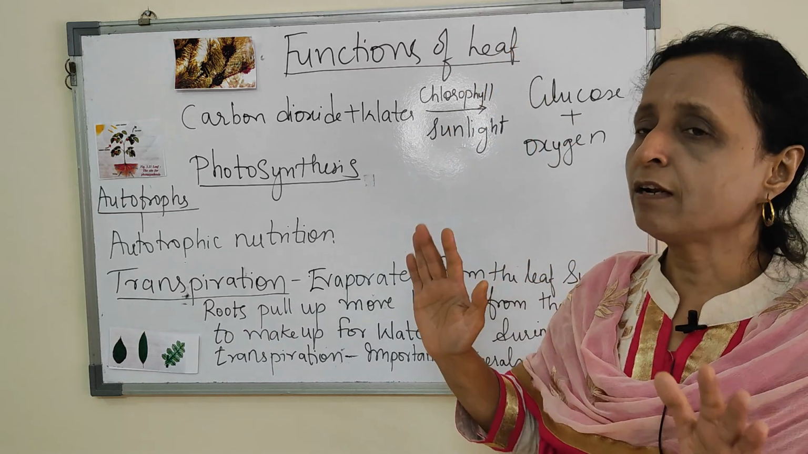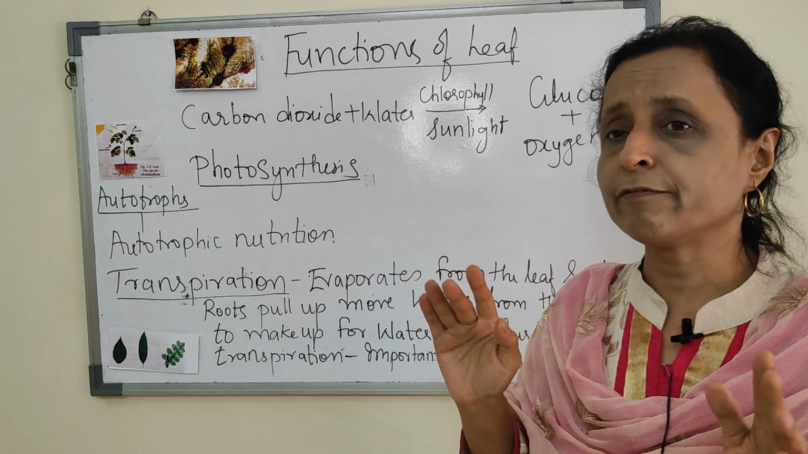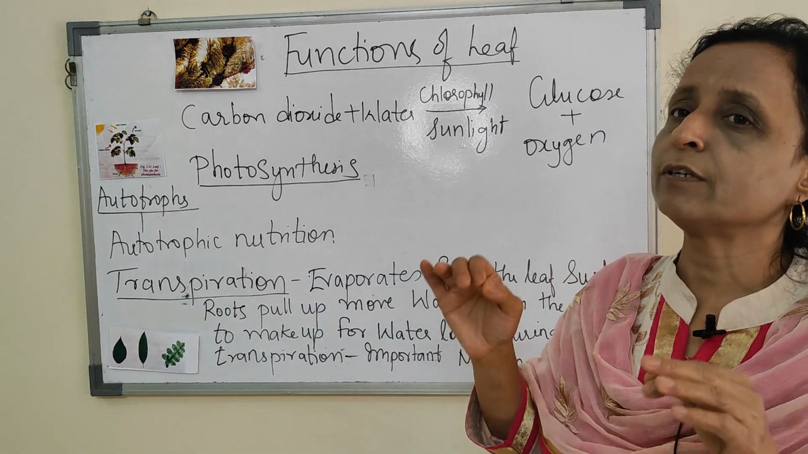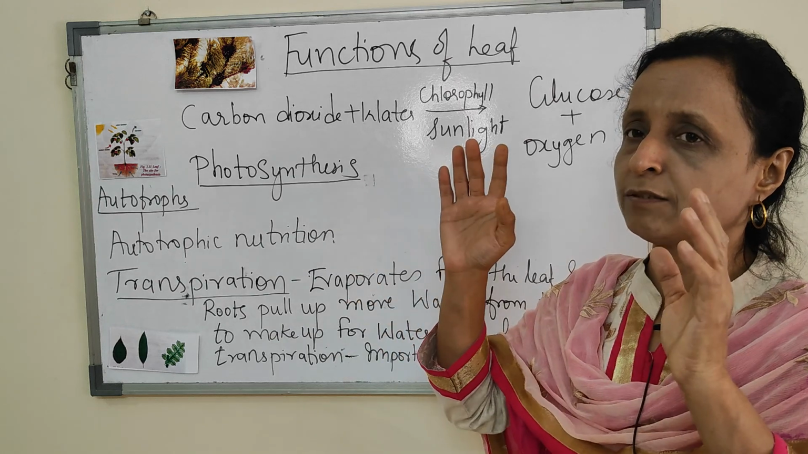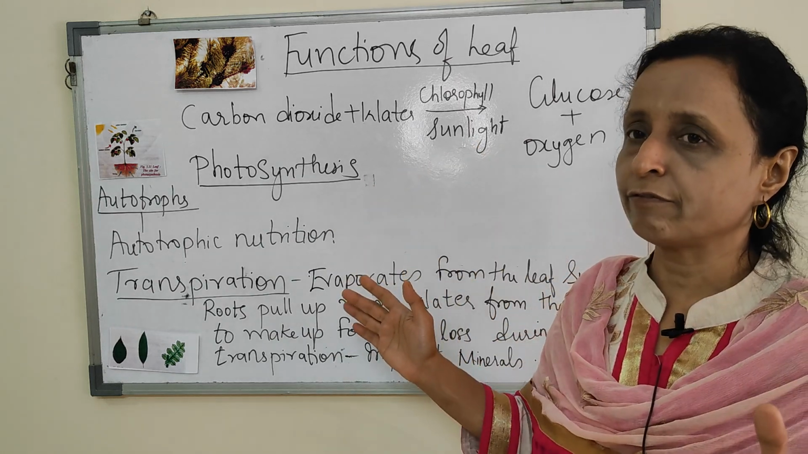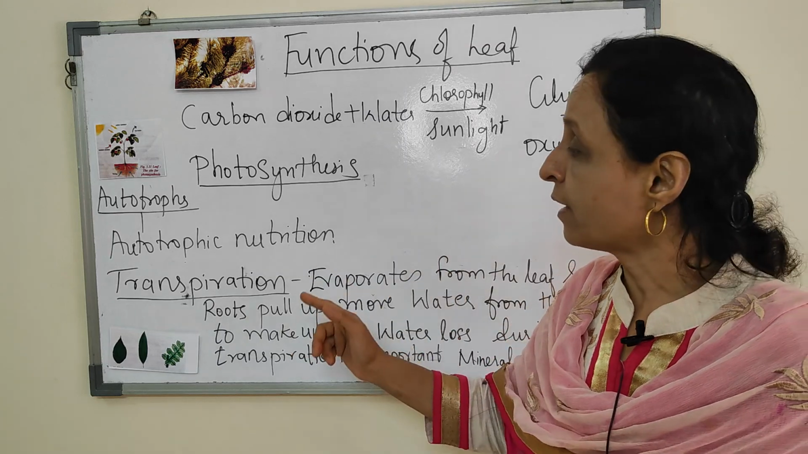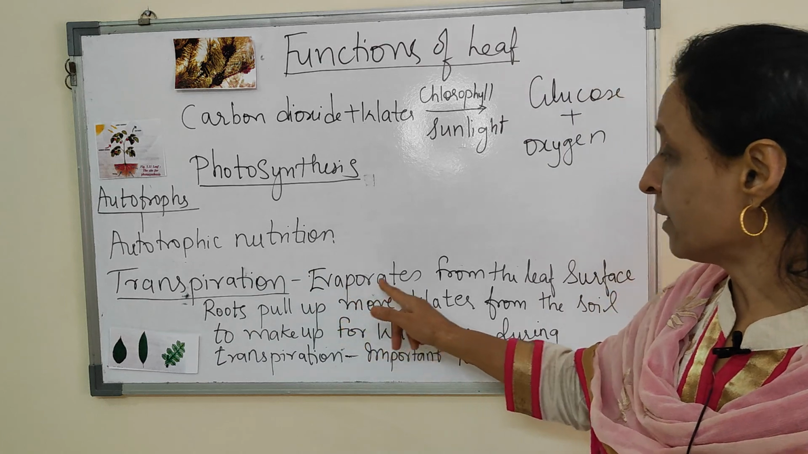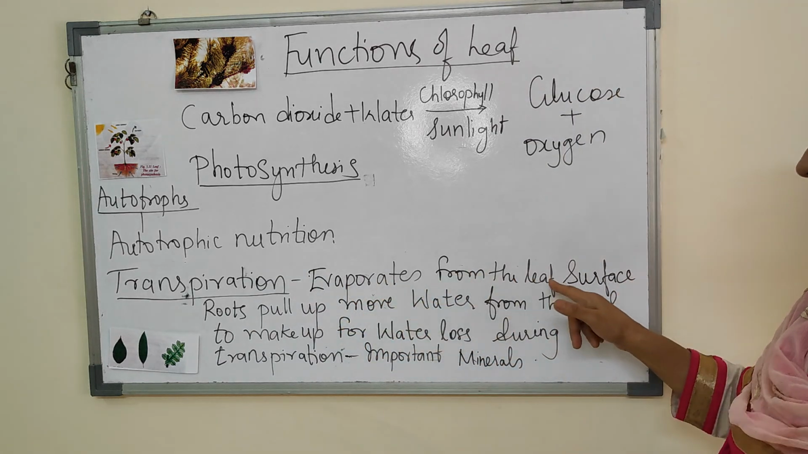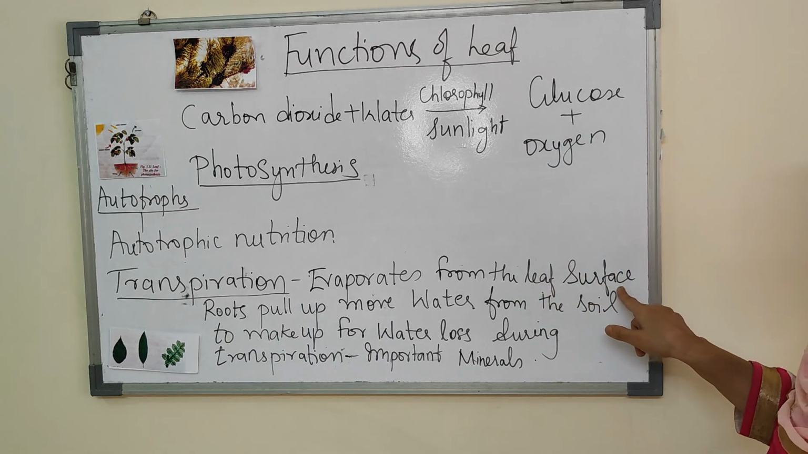So we feel cool. Even if it's very hot outside, we feel cool below a tree because transpiration is taking place, evaporation of water takes place, and that gives a cooling effect. So it is not only due to shade but due to transpiration. Transpiration, that is water evaporates from the leaf, gives out water from the leaf surface.